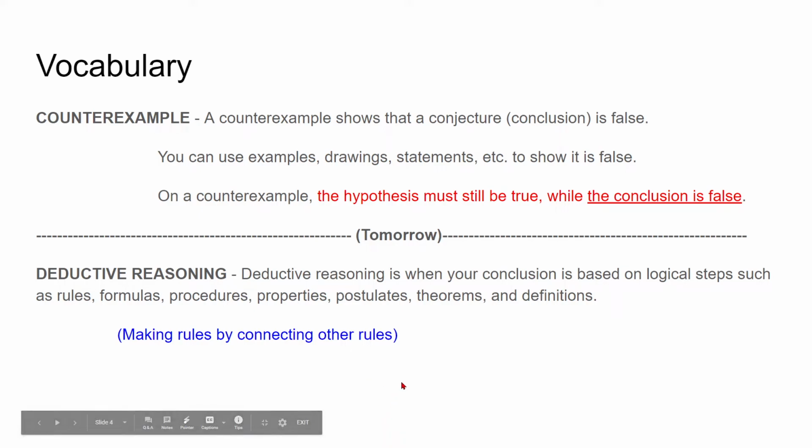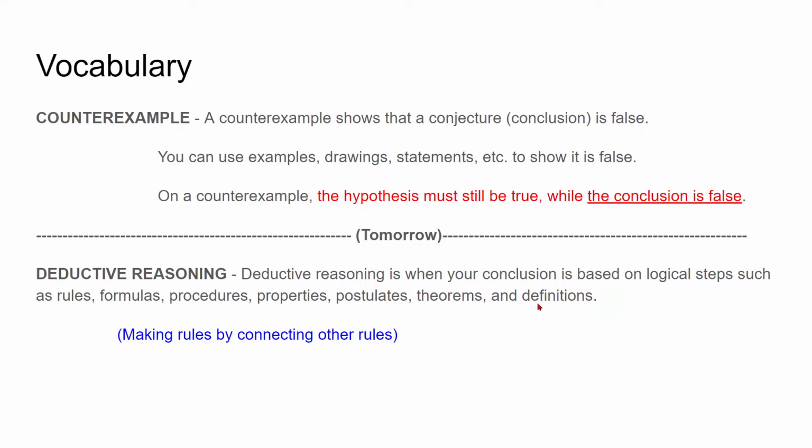Now, you still have to have this part in red. The hypothesis has to be true. So if you remember the names that I called out, they were all female, but they were still the math teachers. So my hypothesis of math teacher was true. It was the conclusion that was false. They were not male.